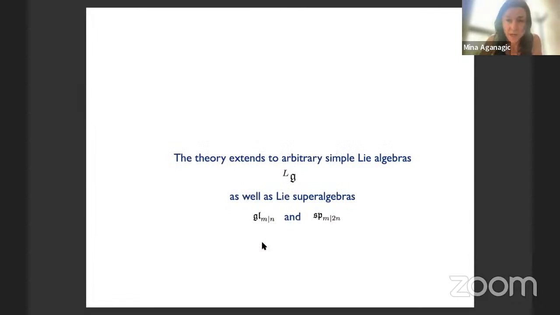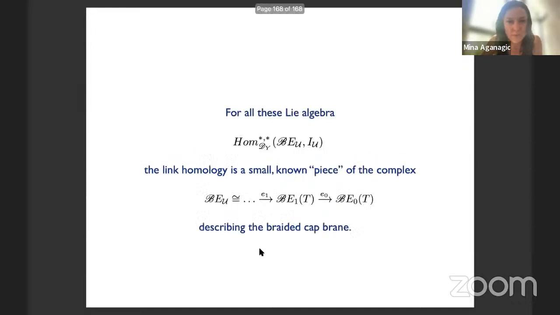The theory that I just described has a generalization to arbitrary simple Lie algebras, as well as certain Lie superalgebras, GL(N|M), for example. In all these cases, the link homology is a small known piece of the complex that describes the braided cap branes. And I should say that even for Heegaard Floer theory, the description I gave in this very last part of the talk is similar to but distinct from what's known in the works of Ozsváth and Szabó. So it gives a theory that works uniformly for essentially all the algebras. So that's all I wanted to tell you. Thank you.